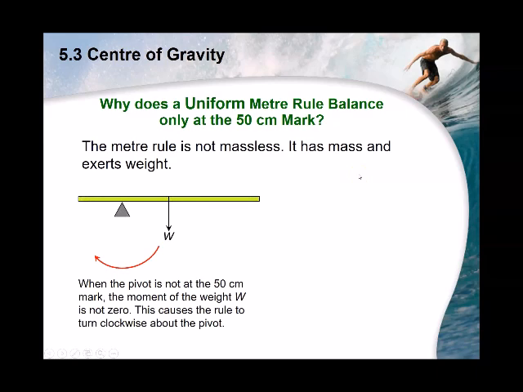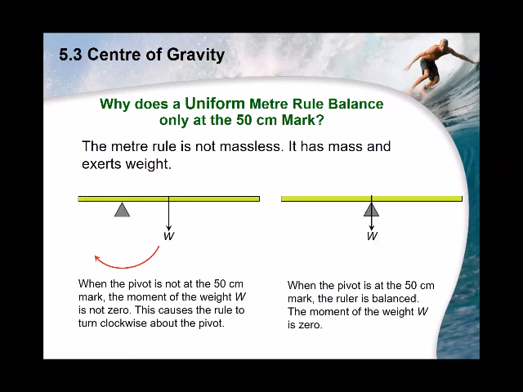Why is it that the uniform meter rule balances only at the 50 centimeter mark? It is because at the 50 centimeter mark, this is where the entire weight of the object appears to act. This is the center of gravity, and the weight of the ruler will act through the center of gravity. So if you place the pivot slightly to the left, the weight which acts through this center of gravity will contribute to a clockwise moment. Therefore your ruler cannot balance anymore, it will topple.